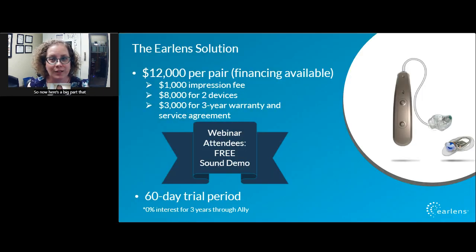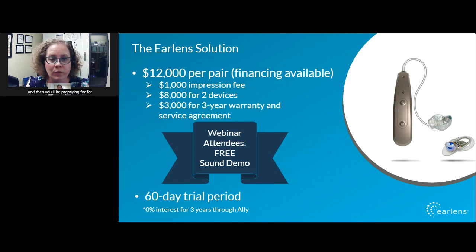So now here's the big part that patients are always wanting to know about hearing aids in general: the Earlens solution. The price for the pair is $12,000, and let's break that down for you. Earlens also has financing available if that's something you would like to discuss. So it's $1,000 for the impression fee and the fitting with the ENT physician. The devices themselves, the lens and the receiver behind the ear component, are $8,000 for the pair.